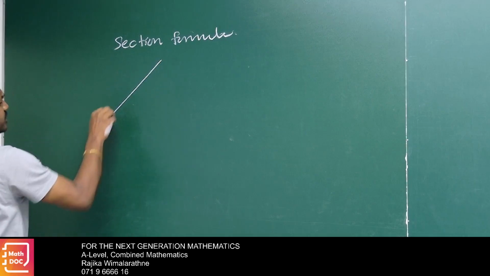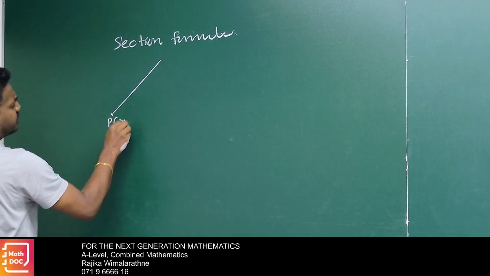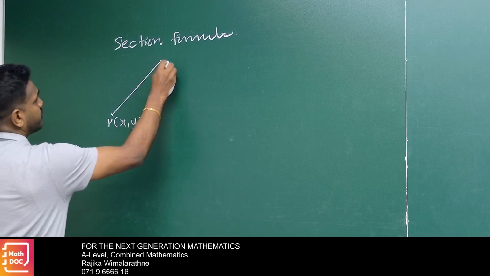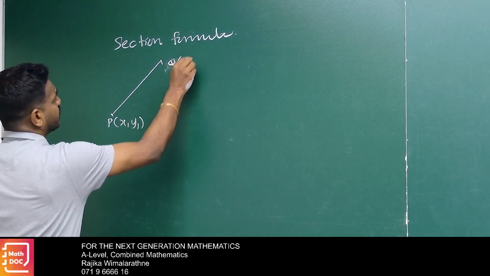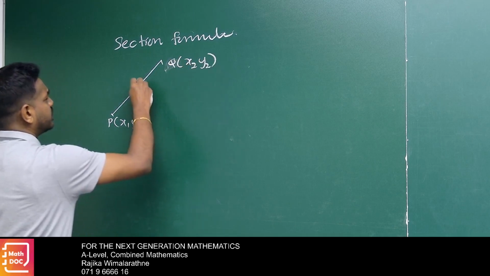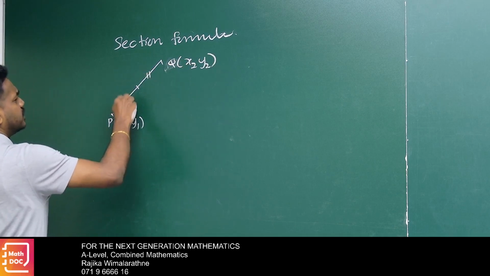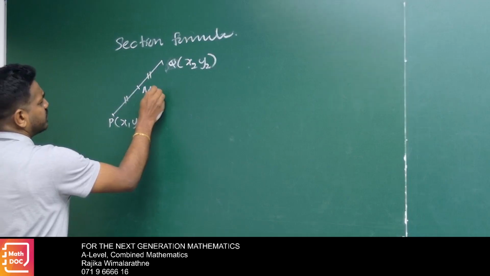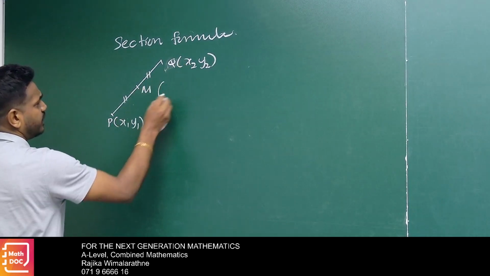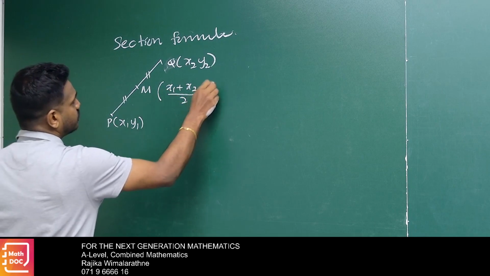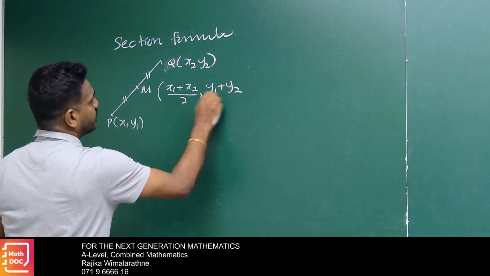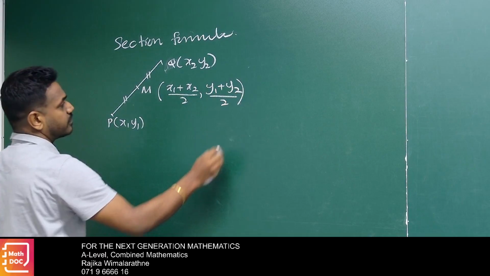Consider P (x1, y1) and Q (x2, y2). Then one case is the midpoint. Usually we say the sum of x divided by 2: x1 plus x2 over 2, y1 plus y2 over 2 will be the midpoint.